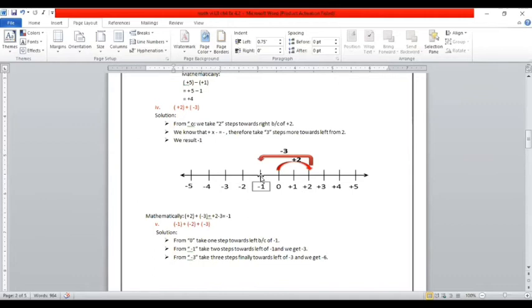Now first I started from the 0 and reached at the plus 2 after 2 steps towards the right because of the plus. And from plus 2, I took 3 steps towards the left. How many steps? 3 steps. From where? From plus 2. And I reached at minus 1 after 3 steps. So 1, 2, 3, at minus 1. Okay, this is the minus 1.